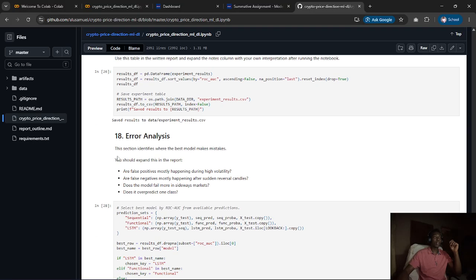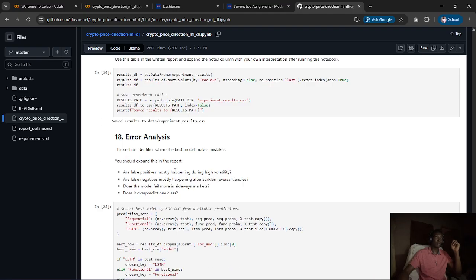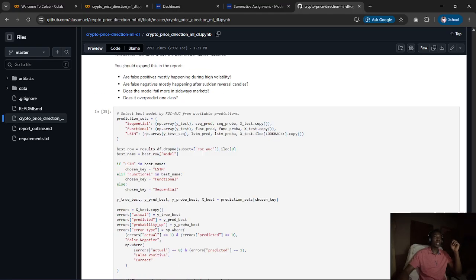And here there's error analysis. So here, false positives mostly happen during high volatility. Another one is false negatives mostly happen after sudden reversal candles. So where does the model fail? So these are the error reports that I should be explaining based on my data right here.